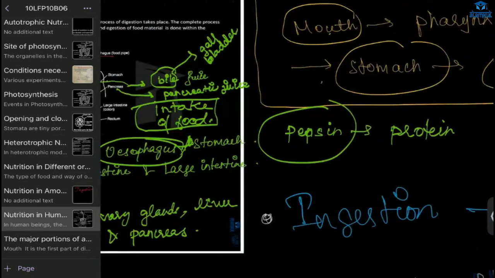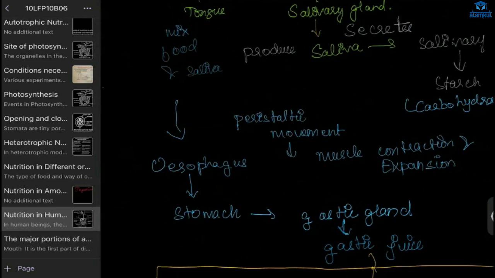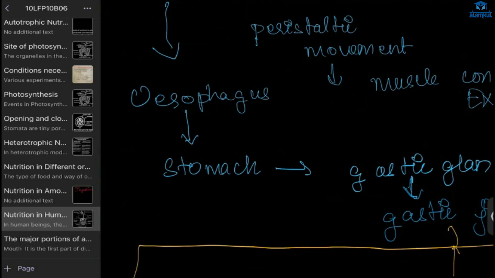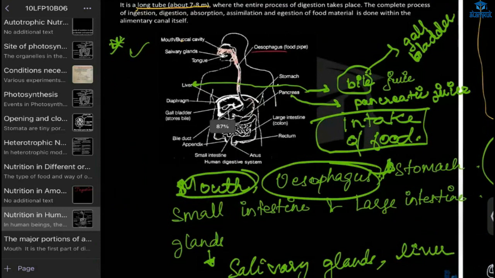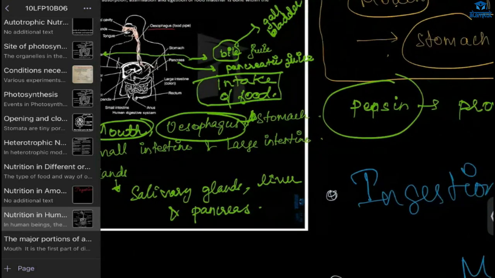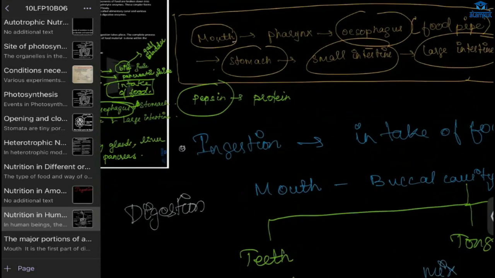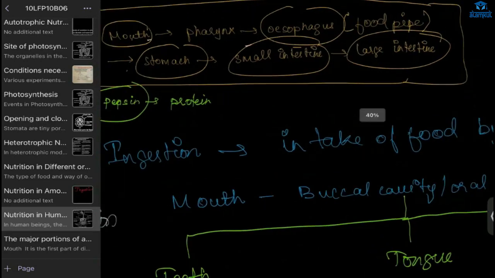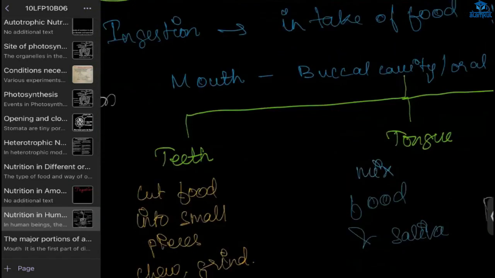What is that movement called? How will the food move? It will move by contraction and expansion. Okay, so this is called peristaltic movement. Throughout this passage, throughout the alimentary canal, this digestive system, the food will move by contraction, peristaltic movement. So from mouth, then pharynx, then esophagus, then the stomach, then small intestine, then large intestine. All this movement is through the peristaltic movement.